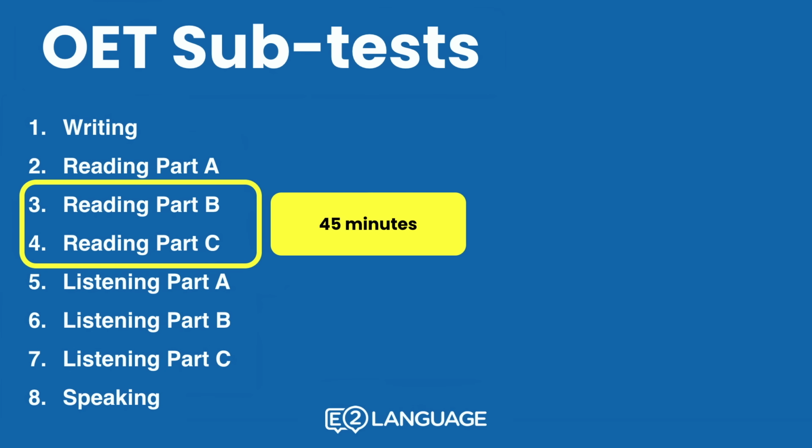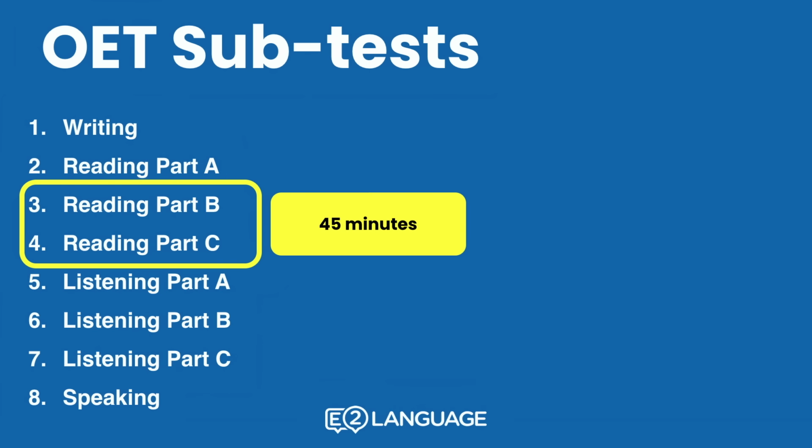Okay, reading part B and reading part C are done together, okay? So they are not separated. I should mention that after reading part A is finished, after the 15 minutes, someone will come around and collect your reading part A, okay? Then you'll be given reading part B and C, and that's timed separately, 45 minutes to complete both of them. So you have to manage your time as you go through them. Let's have a look at them.